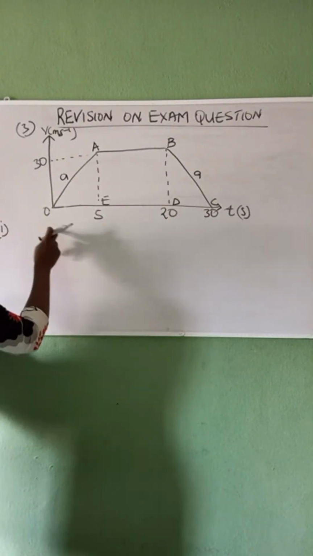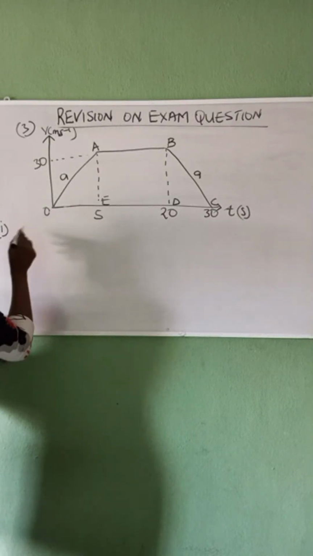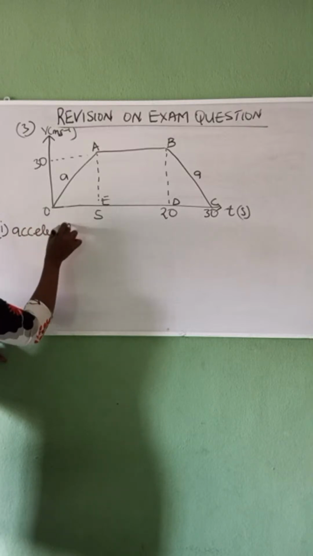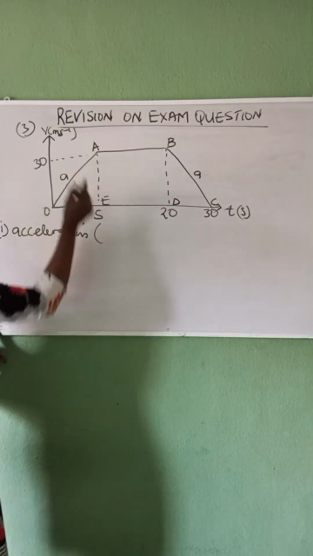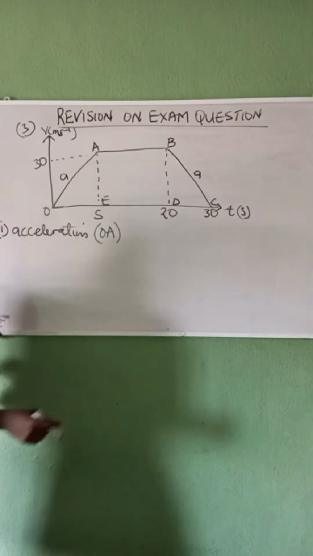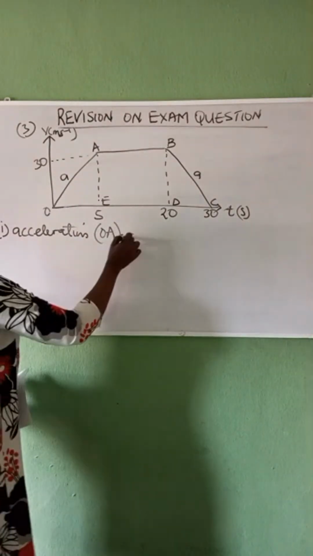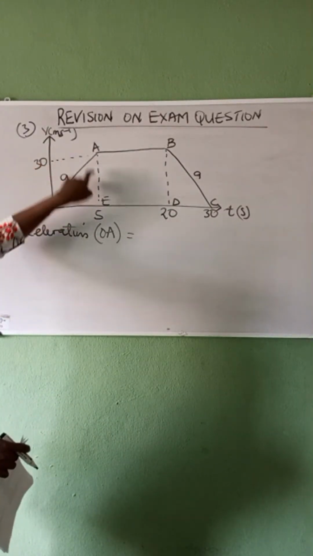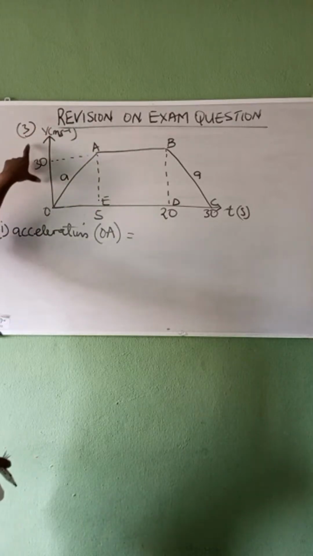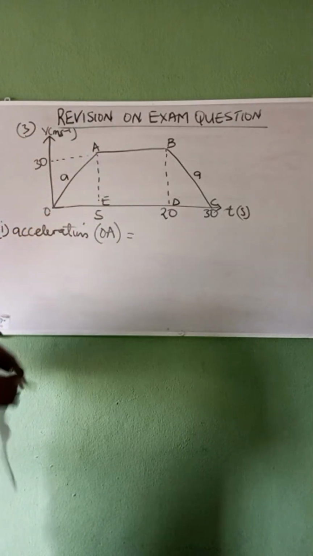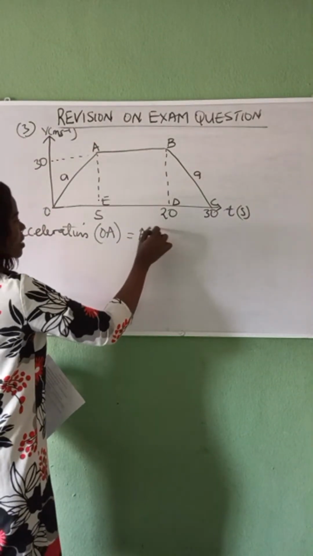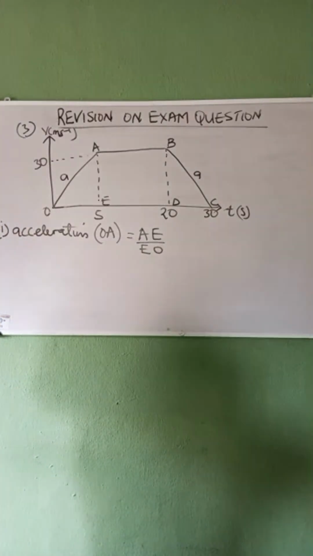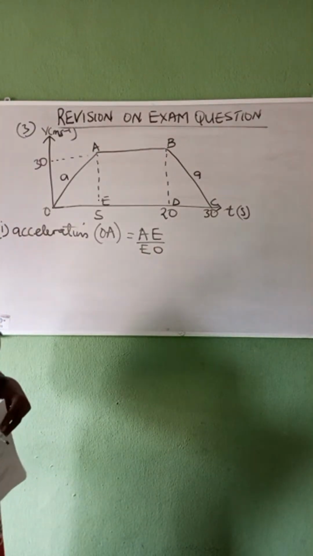Okay? So for me to get acceleration during the first 5 seconds, that is from here to here, right? So I'm looking for acceleration, which is line OA. Do you understand? And acceleration is equal to change in velocity over change in time. What's the change in velocity? AE. Vertical, remember vertical is for velocity, horizontal is for time. So that is AE divided by EO. Is that clear? I hope you are still following me.